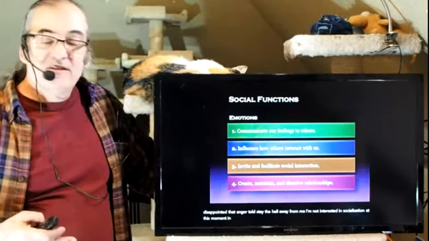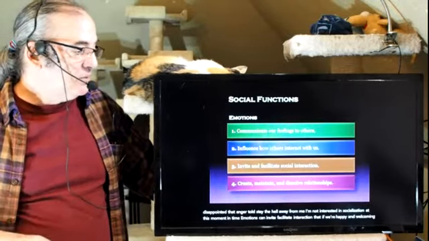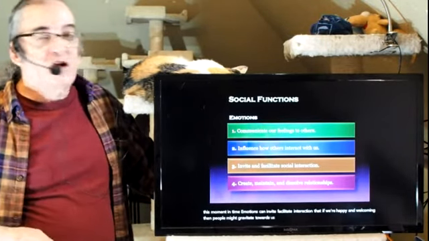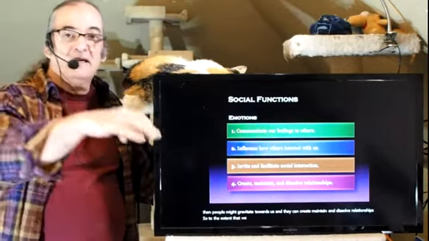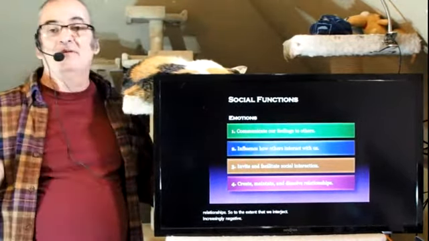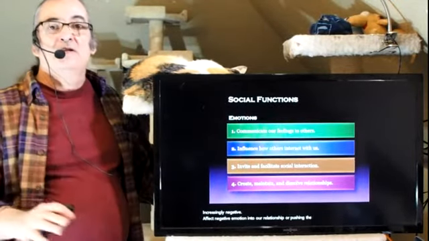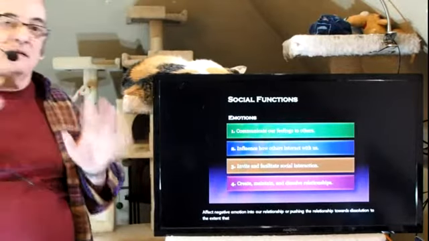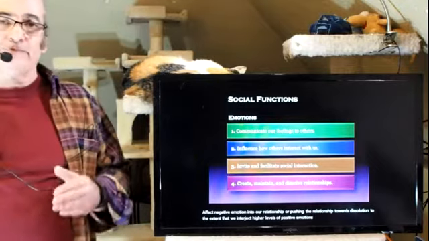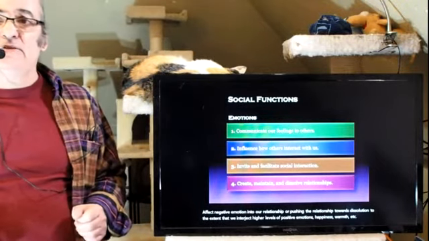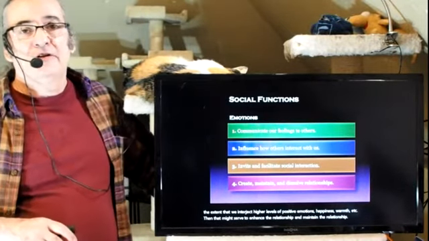Emotions can invite and facilitate interaction. If we're happy and welcoming, then people might gravitate towards us. And they can create, maintain, and dissolve relationships. To the extent that we interject increasingly negative affect, negative emotion, into our relationship, we're pushing the relationship towards dissolution. To the extent that we interject higher levels of positive emotions, happiness, warmth, etc., then that might serve to enhance and maintain the relationship. Fascinating area of research.